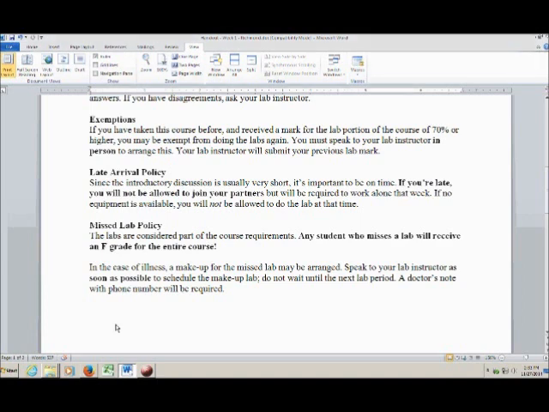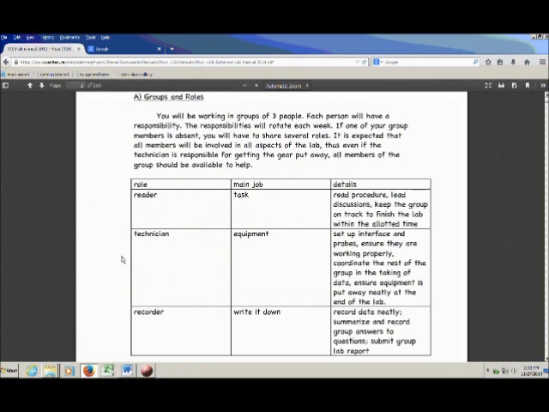So now I'm going to tell you about what to expect in the labs. So first of all, you will have a lab manual, and I want you to turn to page 1. We're going to talk about the roles that people in the groups play.